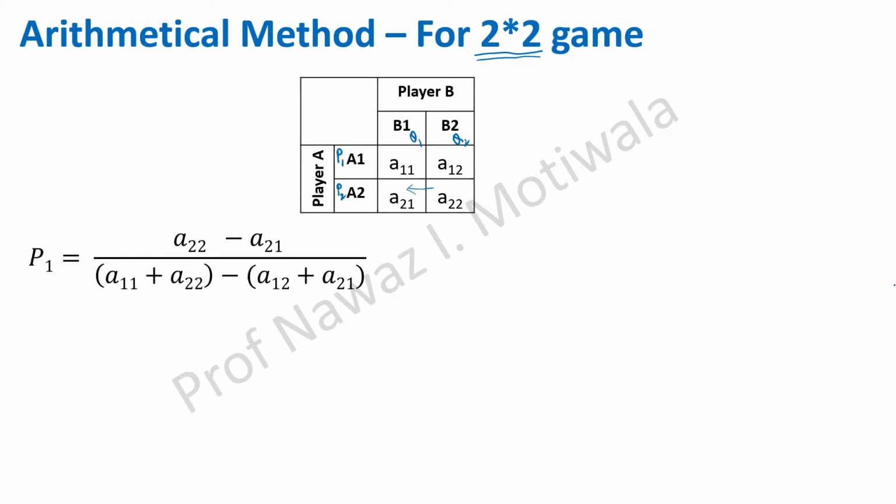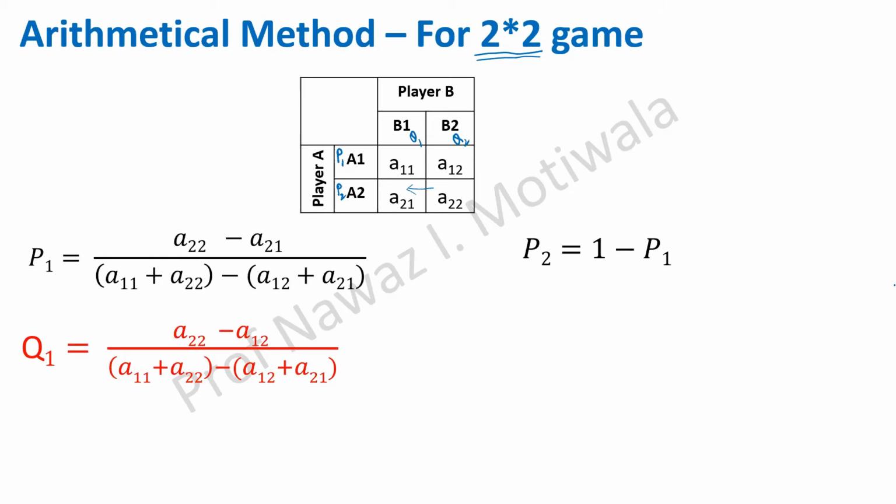So if P1 is this, what will be P2? P2 will be 1 minus P1. So this is all we have found out about strategies for A. Similarly, we will go for Q1. So for Q1, you can see only the numerator has changed. Denominator will be as it is. You can observe this denominator and this denominator both are same.